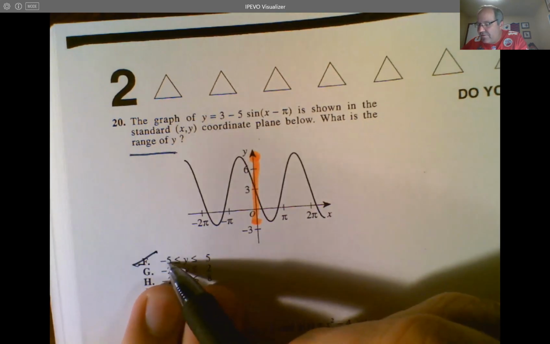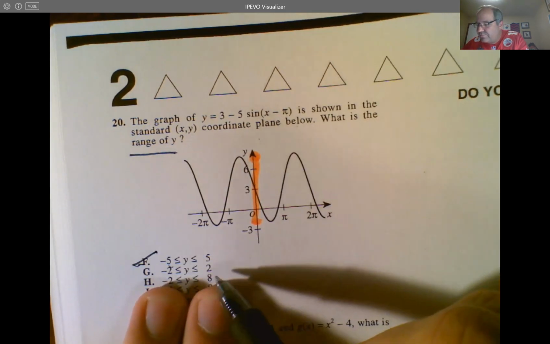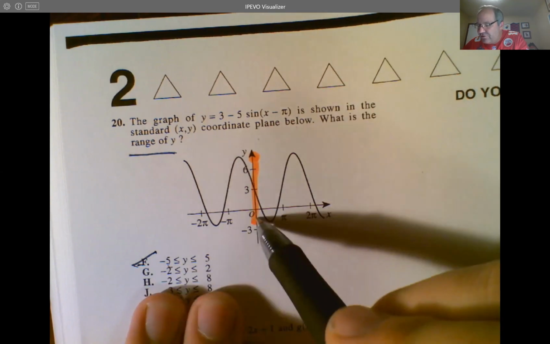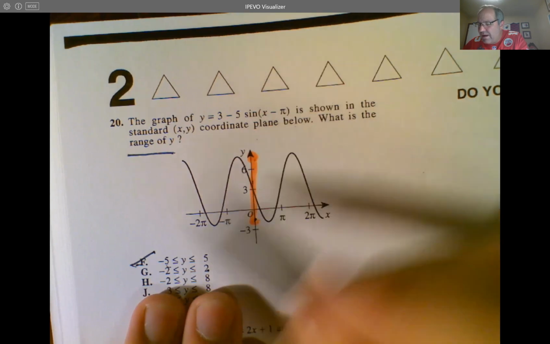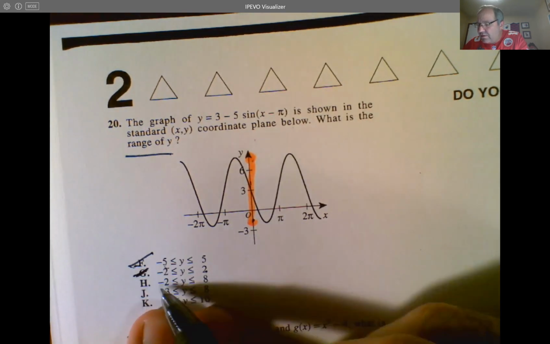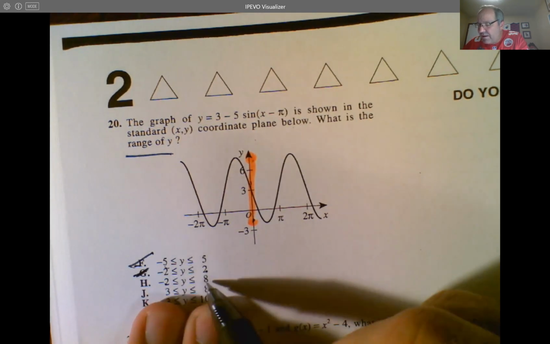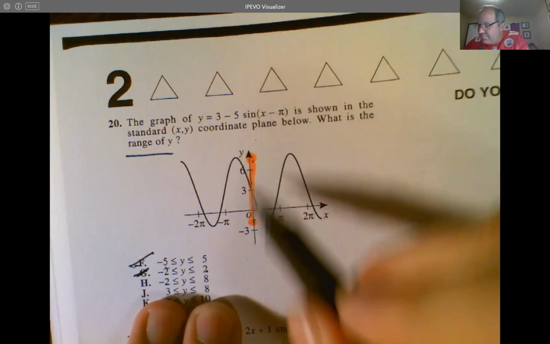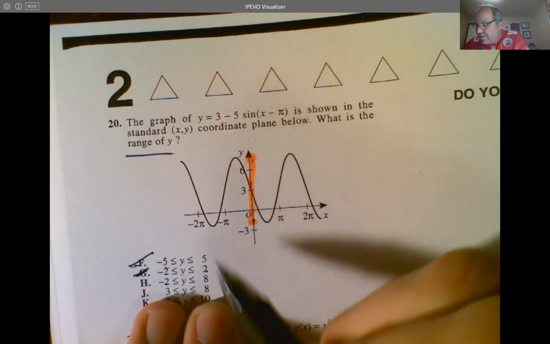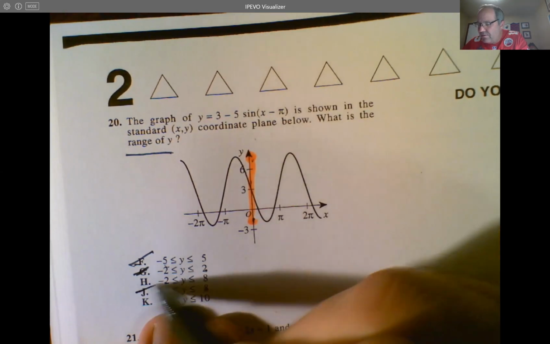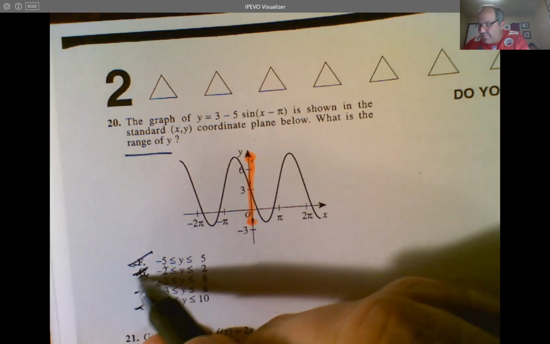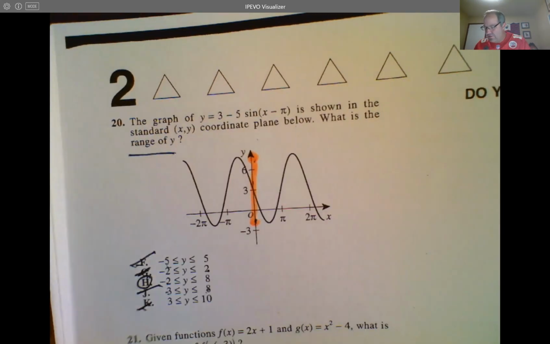Well, I think I could safely eliminate F, right? Because -5, I don't think so. Letter G, -2, probably, but it only goes up to 2. No, this goes way beyond. I don't think so. Here, -2 to +8. That might be it. Letter J, 3 to 8? No. 3 to 10? No. Yeah, it's got to be letter H. So that was a nice range question.